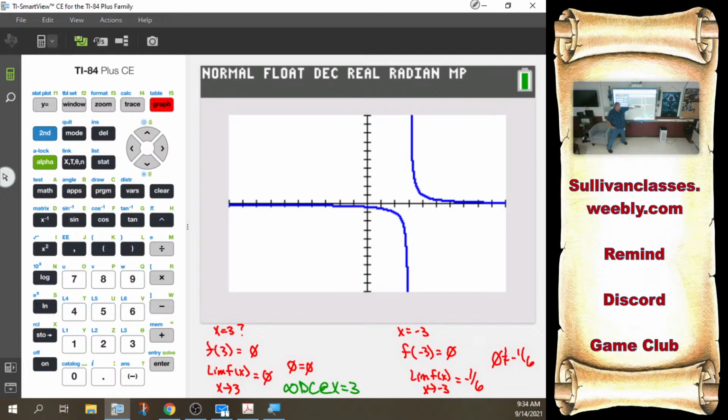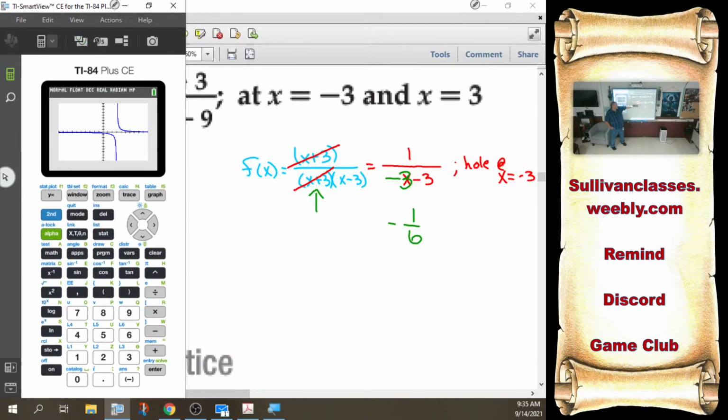No, infinite was at positive 3. What is it at negative 3? It didn't jump from one rule to another. There was no piecewise function. I removed a factor. Removable discontinuity. Okay? If I remove a factor, there's removable discontinuity. In fact, you never even need to see the graph to understand this.